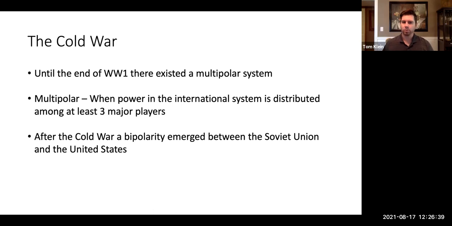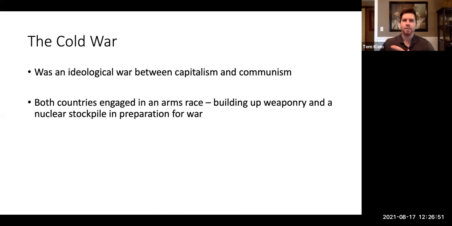After the Cold War started, the multipolar system kind of dissolved into a bipolar global system, right, between the Soviet Union and the United States, meaning that there's two major world powers, right? Two major world powers. And it was really an ideological war between what economic and ultimately political system could be more successful, capitalism or communism.